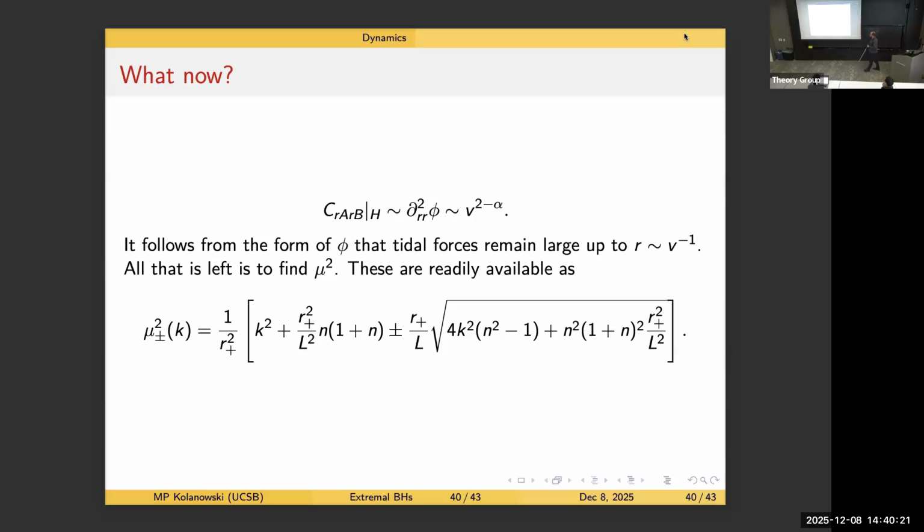And moreover, if you were in dimension 5 or higher, then this becomes the most negative at non-zero k. So that means that the mode that is most relevant from the AdS2 point of view, or the mode that will have the fastest growing tidal forces, actually occurs at some non-zero wavelength.